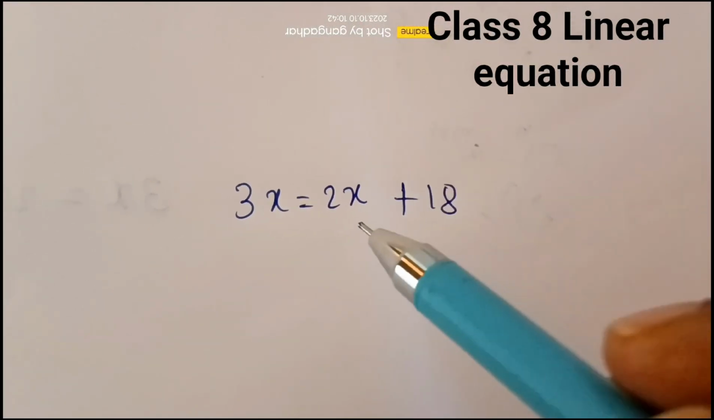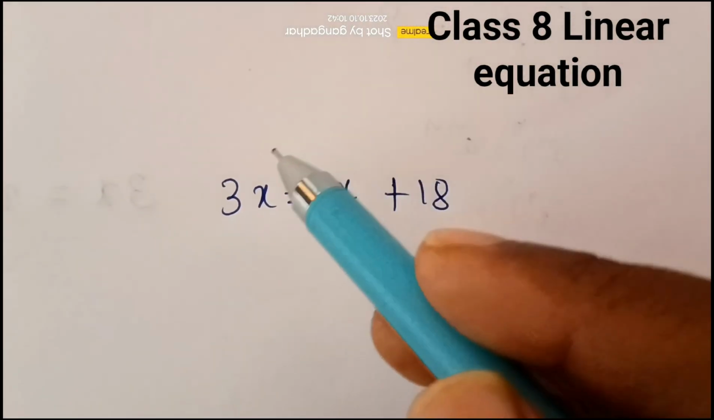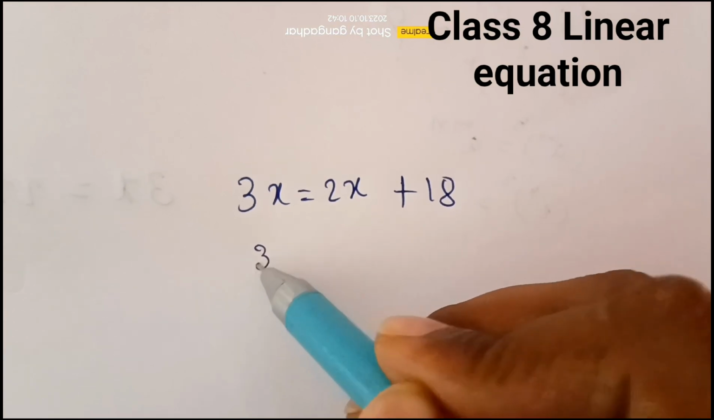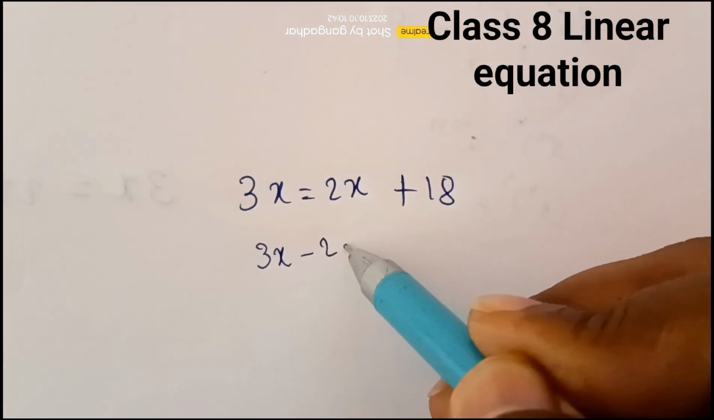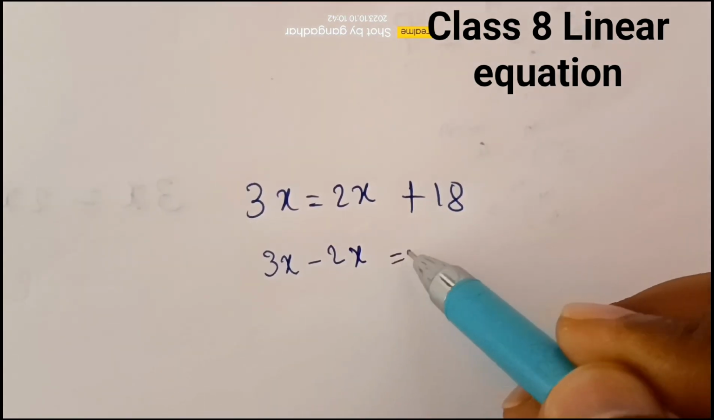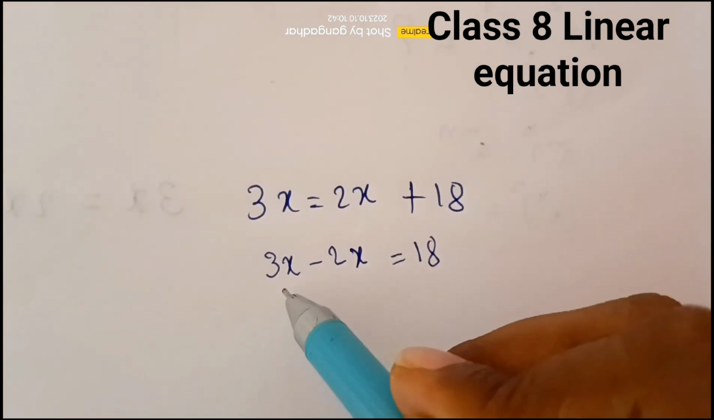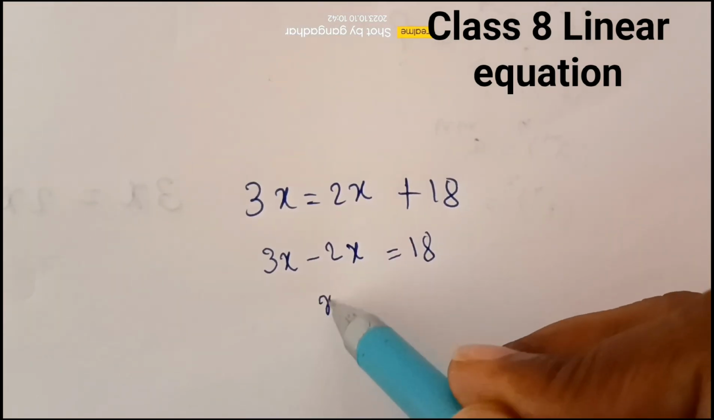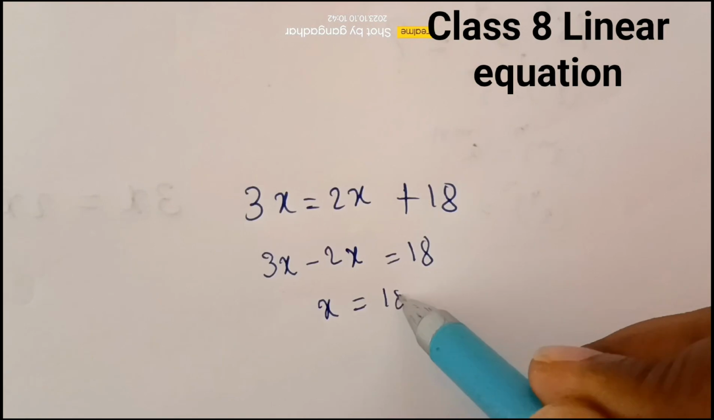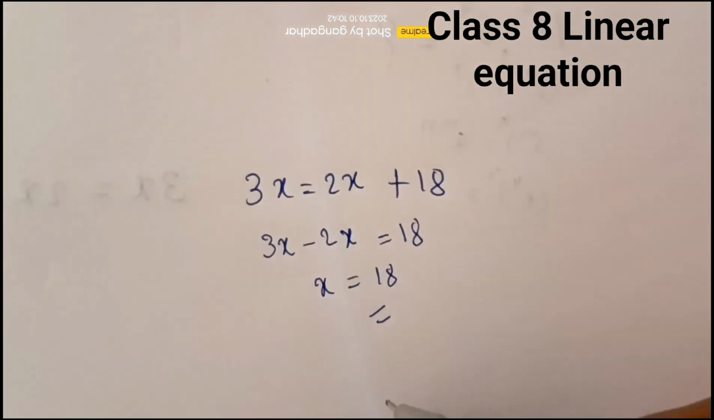Solving this linear equation, 3x is equal to 2x plus 18. Transfer 2x to the left hand side: 3x minus 2x is equal to 18. 3x minus 2x, we get x is equal to 18. So x is equal to 18.